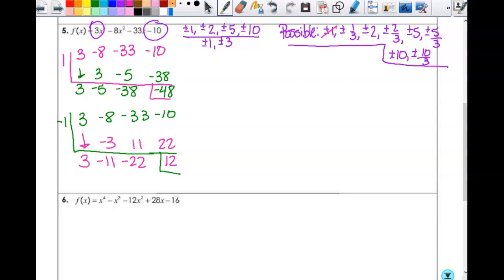Now, we could go on to plus or minus 1/3, but I'd rather not have to deal with the fractions. How about you? So it's okay to go ahead and say, I'm going to move on to 2. So we'll do 2, and with 2 out here, I'm still going to use 3, negative 8, negative 33, negative 10. Now, you may not always be able to avoid all of the fractions, but I'm going to run through all the whole numbers first. It'd be way easier.